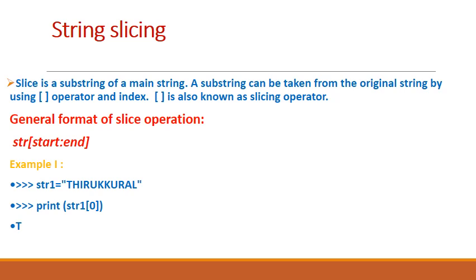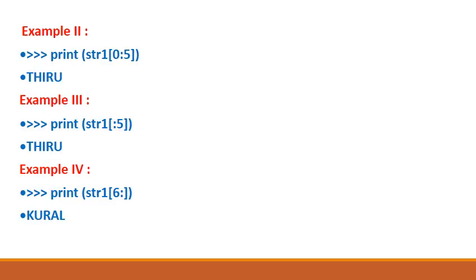Now in the given example, we are slicing a single character from the given string. So we are giving print str1 of 0. So T will be sliced from the given string Tirukkural. Next, in example 2, we are slicing a substring from index 0 to 4. So we will get the output as Thiru. That is, starting from the index value 0 to 5 minus 1, 4. So till the 4th position the characters will be displayed.